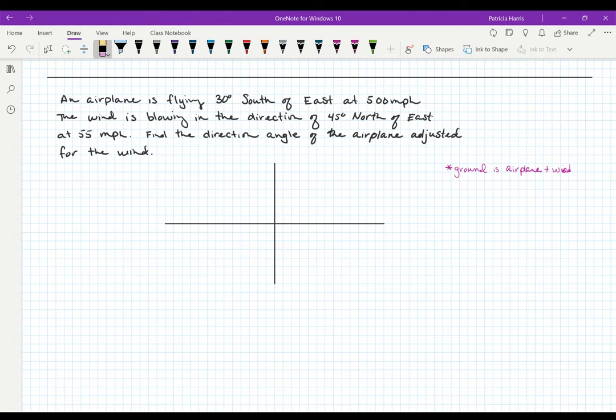Okay, now I know there are a couple different ways to do these. I like working with component form, so I'm going to draw it and use the component form to help me out. The issue with component form is you do need to have your angles in standard position. There are other ways to do these, but I do find component form a little bit easier.